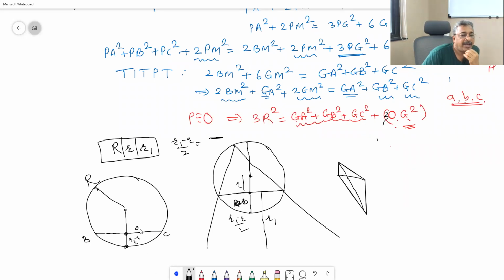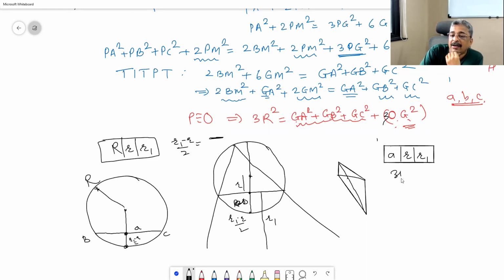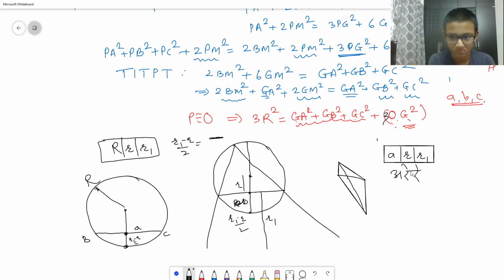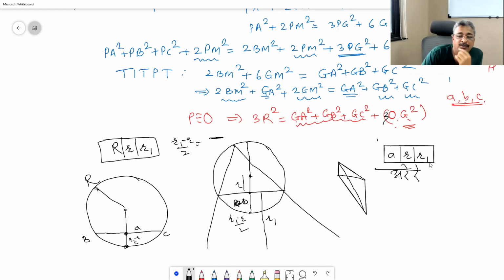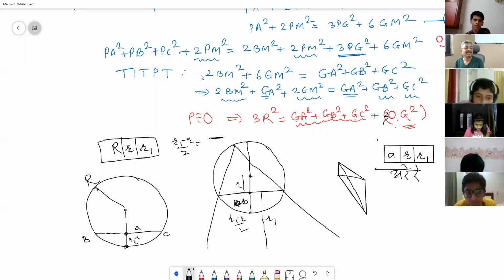So A is there with you, and last year you have solved the construction with A, R, R1. Now I have got you up to BC and you should solve it. Yes or no?